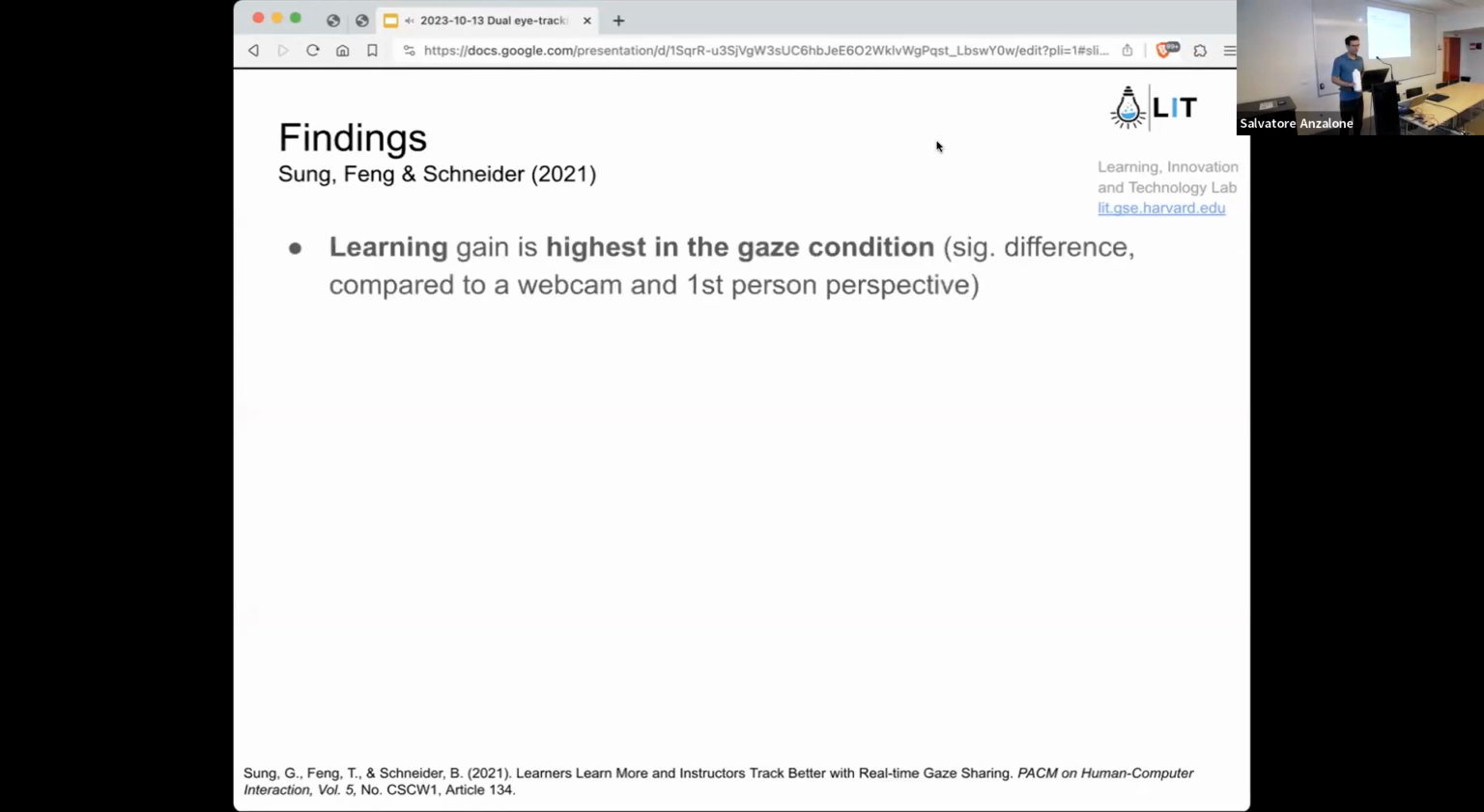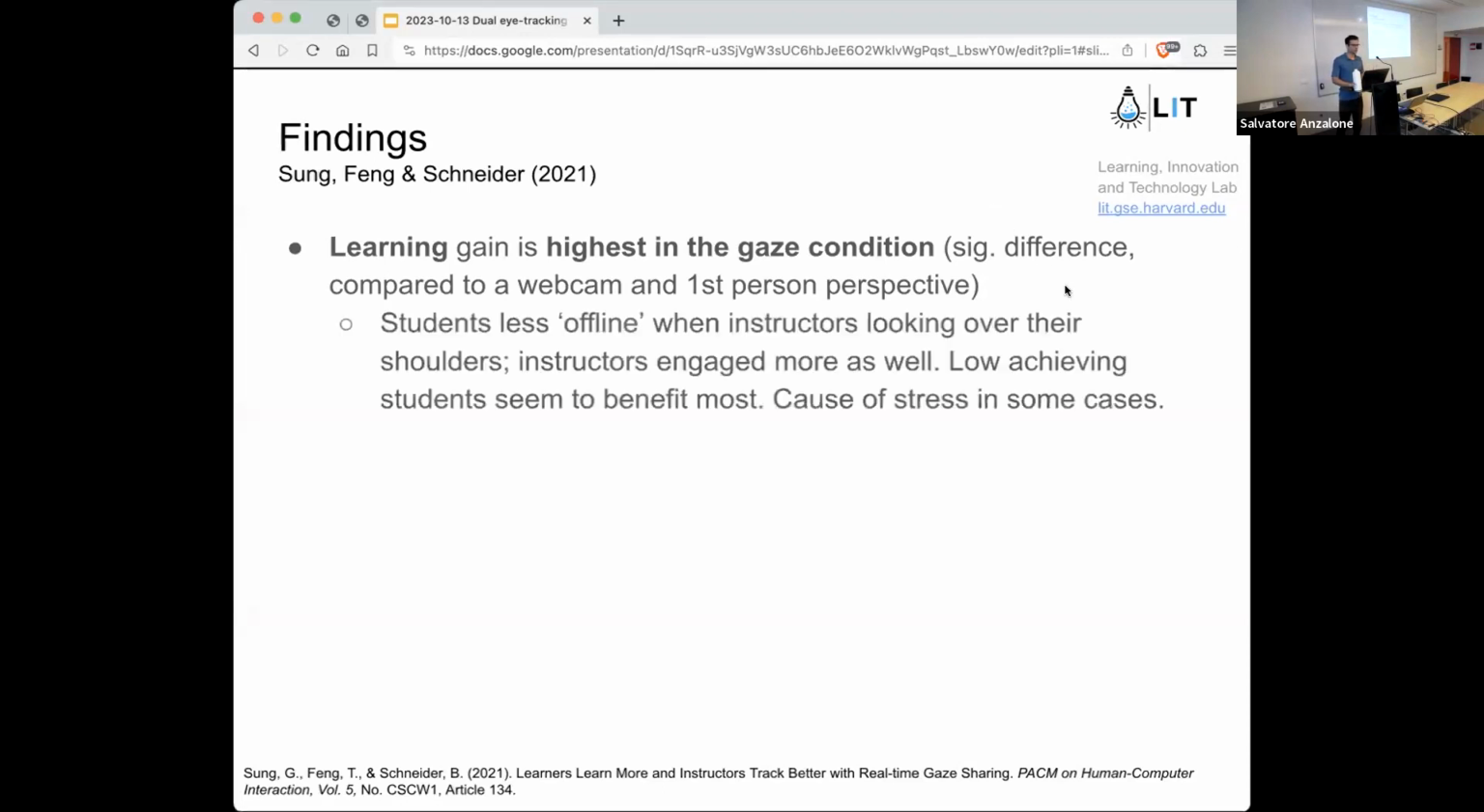So we found that learning gains were actually the highest in the gaze condition compared to the webcam and the first-person perspective. And we found that students were a lot less offline when instructors were looking over their shoulders. Instructors were more engaged. They're doing more of this monitoring I was talking about. And interestingly, we found that low-achieving students seem to benefit the most. So students who did poorly on the pre-test, they seem to gain the most from this.